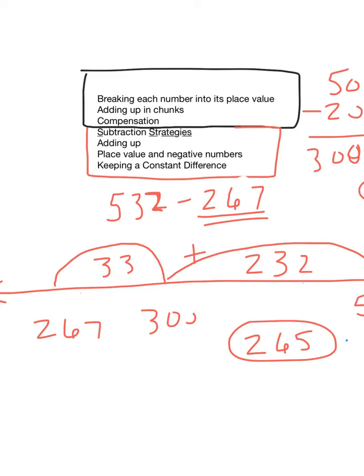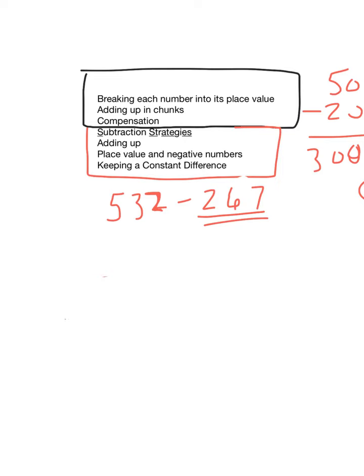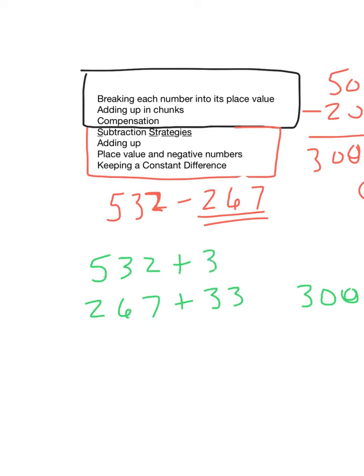Now, if we want to use keeping a constant difference, that is thinking about where the number adjusts on a number line. So with keeping a constant difference, let's look at 532 and 267. Again, say to yourself, what's a friendly number that we want to work with? Well, gosh, 267 is 33 away from 300. So if we keep a constant difference, we're going to add 33.